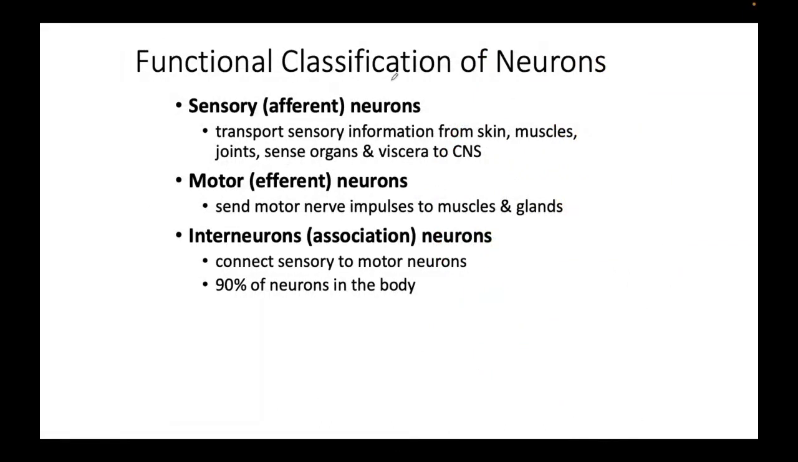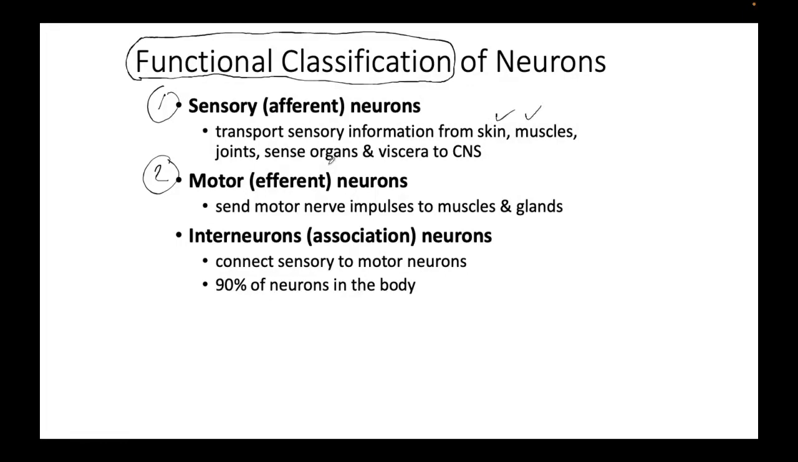Now, still on neuron, we can classify neurons structurally or functionally. The functional classification should sound a little bit familiar because I've already addressed at least number 1 and number 2. Number 1 are sensory neurons, which are afferent neurons. These are going to transport sensory information from parts of the body like your skin and your muscles and your joints and sense organs. Whereas motor information, which is efferent, is going to send the motor nerve impulses to your muscles and your glands. Okay, now interneurons are the relay between the sensory and the motor. The connection between these two is going to be an interneuron.